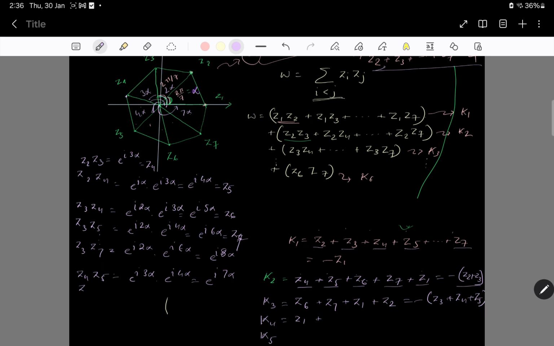Then with the previous analogy you can do it by yourself, but it would be z2 plus z3, which is nothing but minus z4 plus z5 plus z6 plus z7.